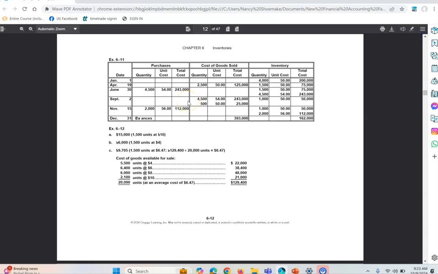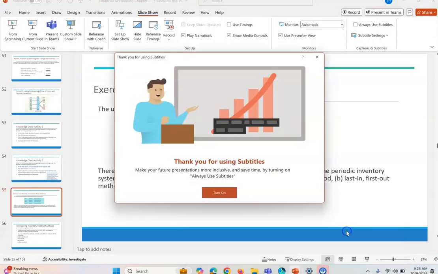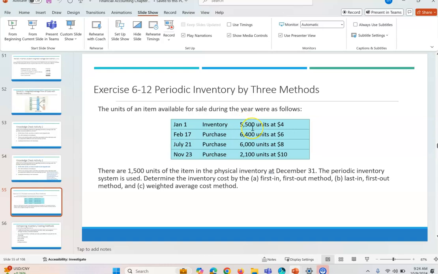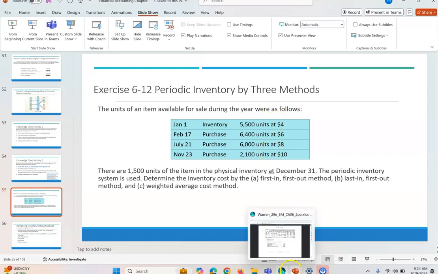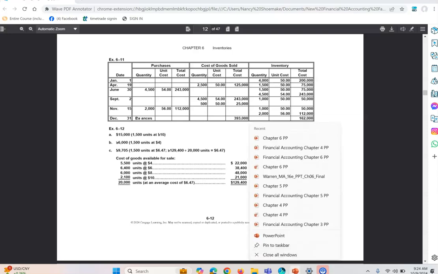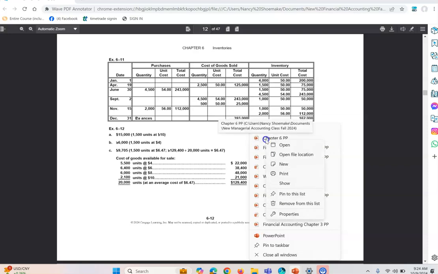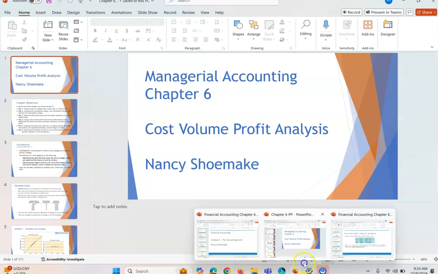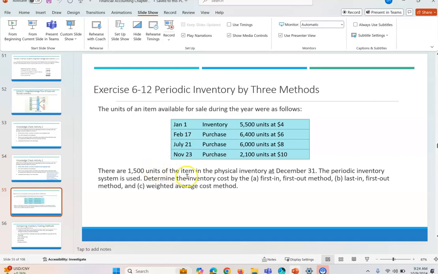Thank you. Okay. So if we use the FIFO method, let me go back here. We're going to have 1,500 units available. Wouldn't we have 15 units on hand at $4? Excuse me, that would be using the LIFO method if they were all sold. So using the FIFO method, let me figure this out. There are 15 units of the item in the physical inventory at December 31st using the periodic system. Determine the inventory cost by FIFO.